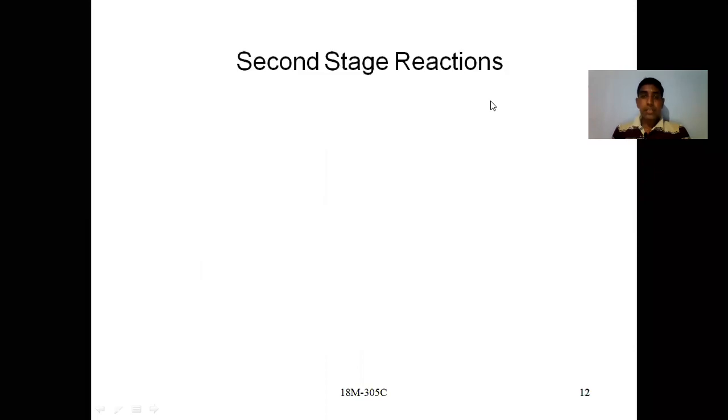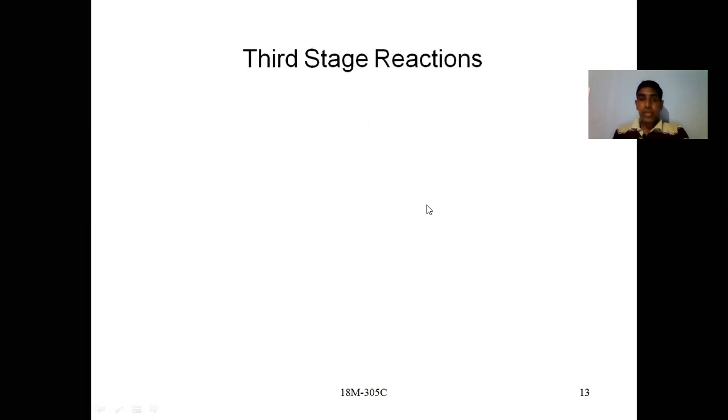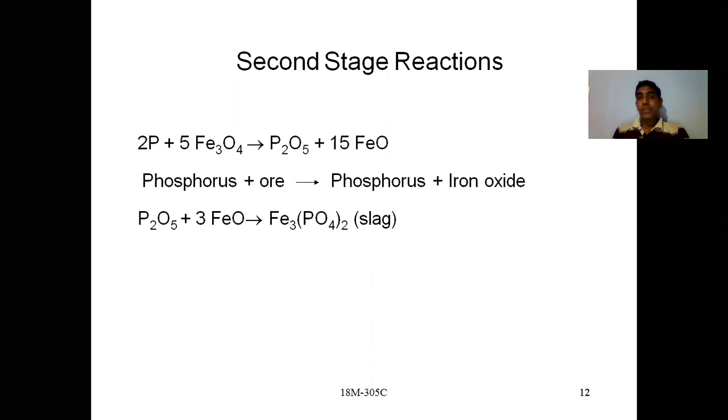And if you see the second stage of reactions, phosphorus reacts with iron oxide, and later you are going to get this slag. So in the second stage, what are we going to remove? We are going to remove phosphorus. In the first stage, what are we going to remove? Silicon and manganese. In the second stage, we are going to remove phosphorus. These reactions are very, very important in the examination.